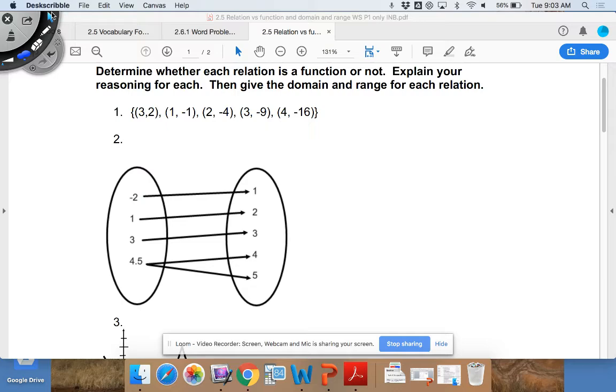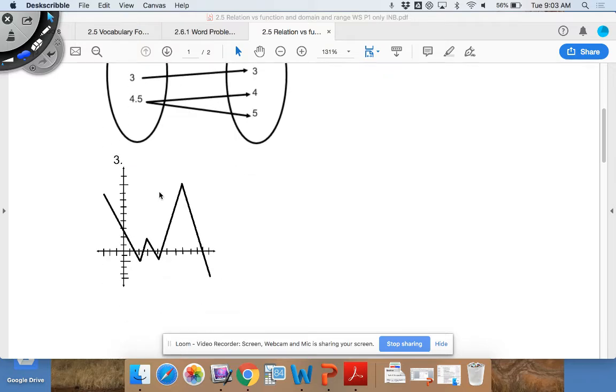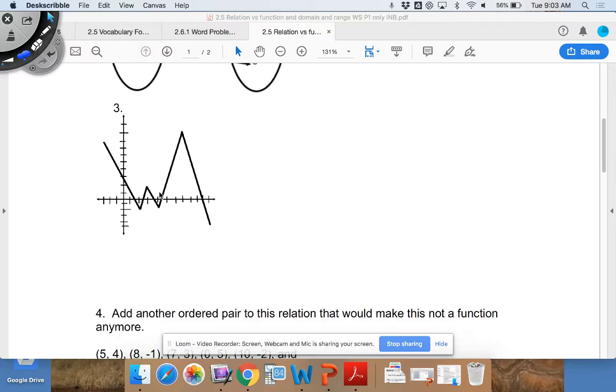Number 3 is a graph. So yay, when we see a graph, we need to hold up our pencil as our vertical line test, and we go beep from left to right. So if I go from left to right, is there ever a time that my pencil goes through more than one dot at a time? No. So yay, it's a function.